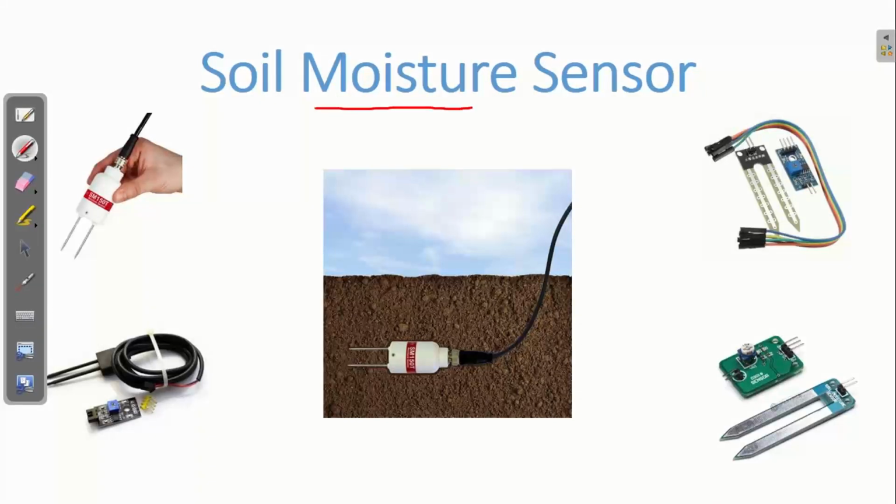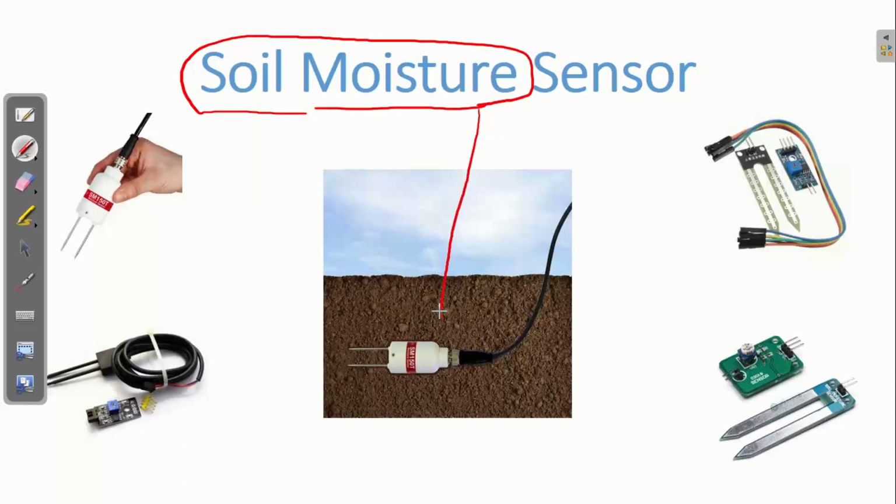This moisture sensor actually comes in many variations. One of them is called a soil moisture sensor. From the name only you can understand the meaning: a sensor which will go deep inside the soil and can tell what the moisture content inside the soil is. When you plant a tree, suppose this is the tree, you know that the root of the tree goes inside the soil. Then this sensor can tell a lot of things.